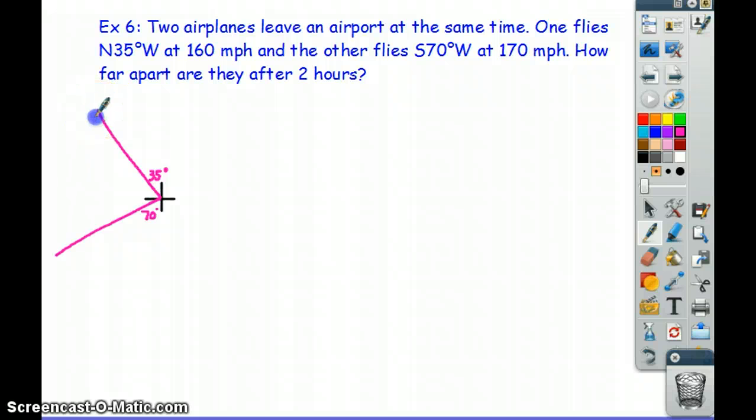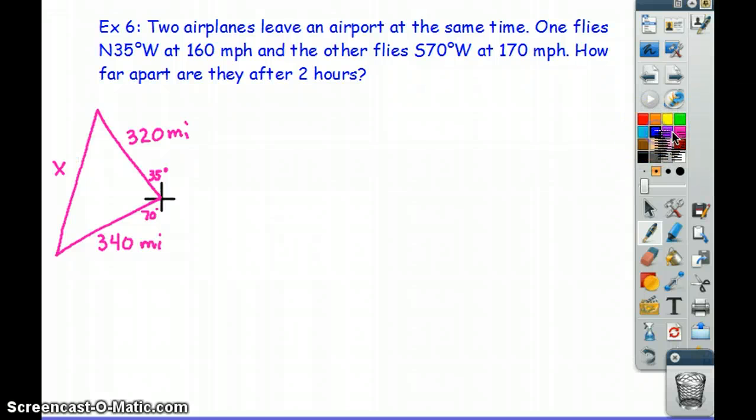You can see how we're going to get our triangle out of this. The first plane is traveling 160 miles per hour for 2 hours, so that would mean it's traveled 320 miles. And the second one, 170 miles per hour for 2 hours, 340 miles. And we're trying to find out the distance between the two planes after those 2 hours have passed.